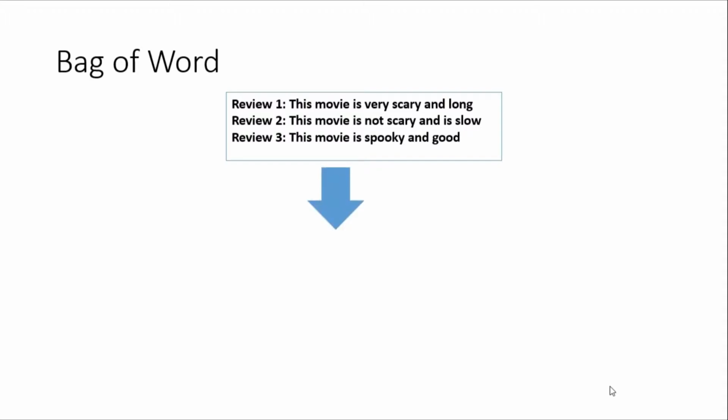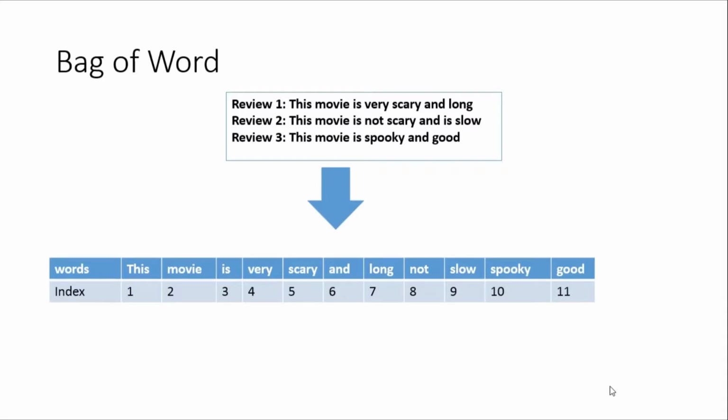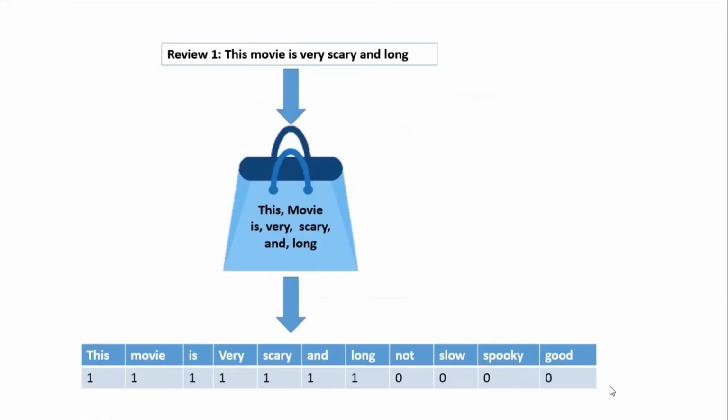First, what we do is we create a vocabulary that contains all the words with their index. For example, the index of the word this in the vocabulary is 1, and the index of movie is 2, and so on, and the index of the word good is 11. So let's check the first sentence.